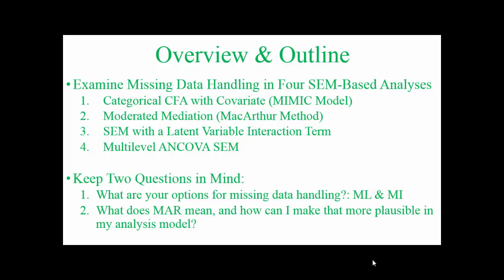So think about, when we go through these analysis models, maximum likelihood, multiple imputation, can I use one, can I use the other, what are the pros, what are the cons, and we'll talk a little bit about that. Also, put a big star by the second statement. What does missing at random really mean? And how can you make that more plausible in your analysis model?